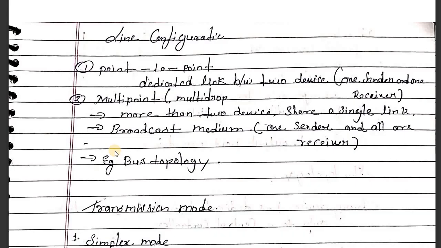And in multi-point, there is a broadcast medium, like there is one sender and all are receivers, like our internet. If there is one server sending a message to all the clients, a similar example is bus topology. In bus topology, there is one sender and all nodes are receivers.